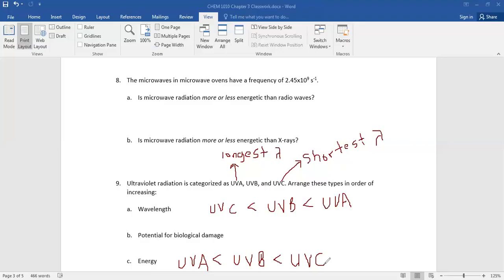And so now the potential, therefore, for biological damage, that means that which one has the greatest ability to damage your DNA and therefore cause skin cancer. It's going to be the highest energy and therefore highest frequency. So UVC will have the highest potential. And UVA will have the smallest potential.